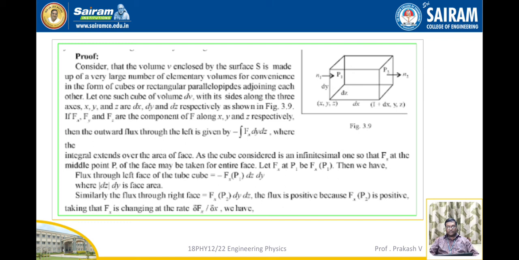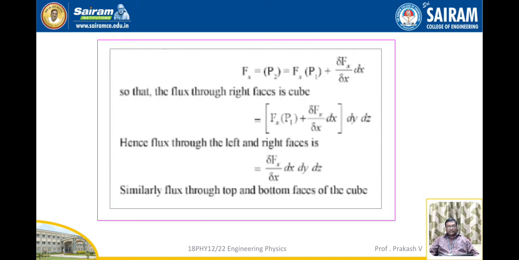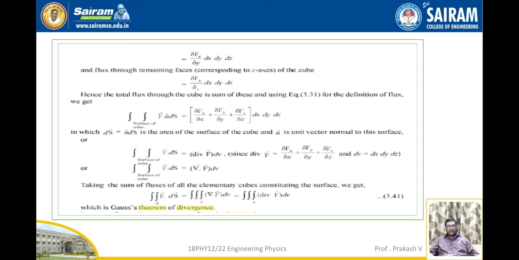Next, the flux through the left and right faces is given by ∂Fx/∂x dx dy dz. Similarly, flux through top and bottom faces of the cube is given by ∂Fy/∂y dx dy dz. So finally, we arrive at an expression, equation 3.41, which is considered as Gauss divergence theorem.